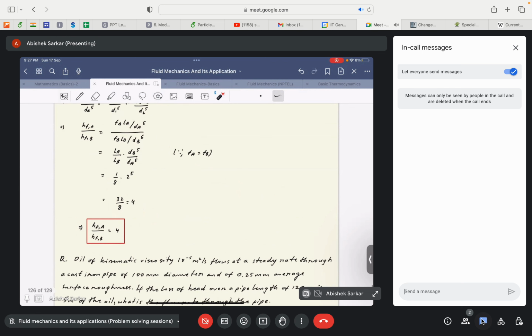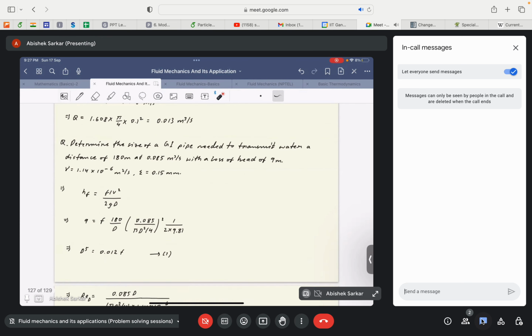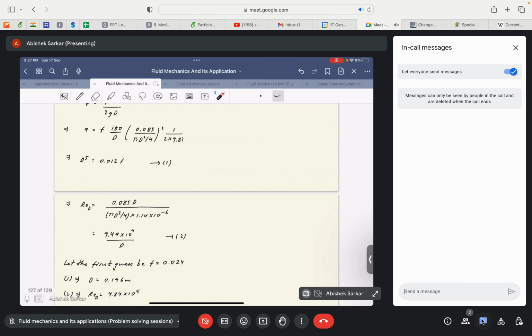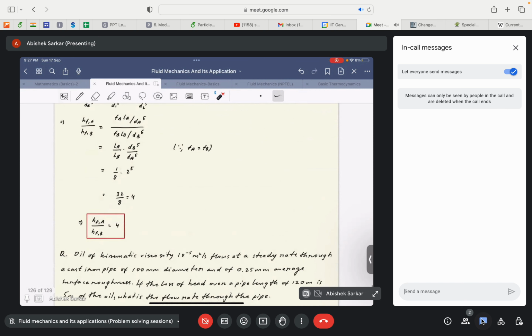Okay, so I guess I'll stop here today. There are some more problems. I'll share the notes so you can solve these problems as well. It's quite similar to what we have discussed in the previous section, flow through pipes and head losses in pipes.